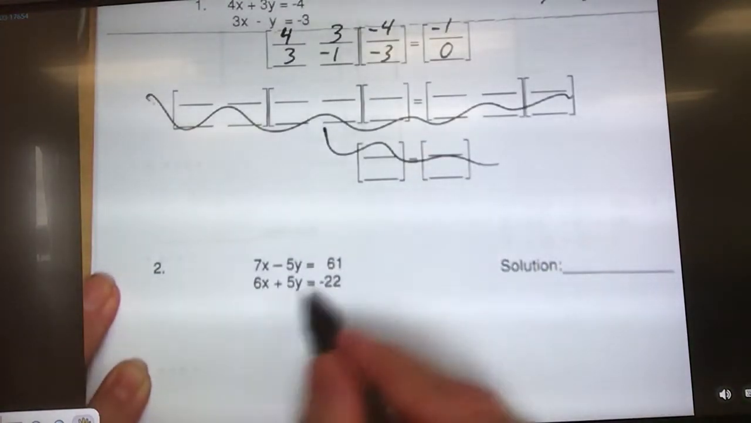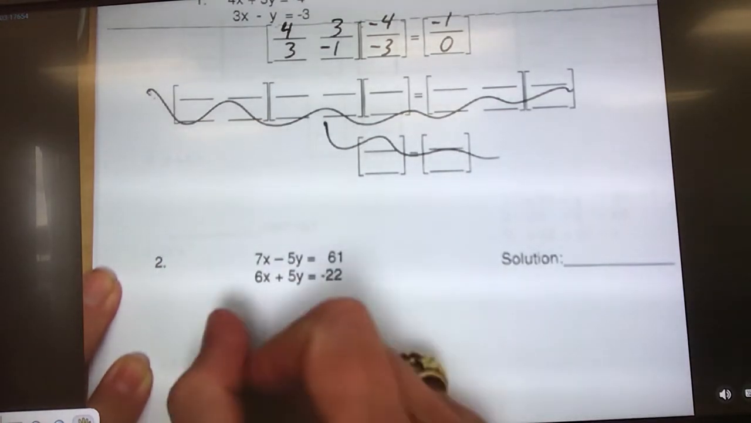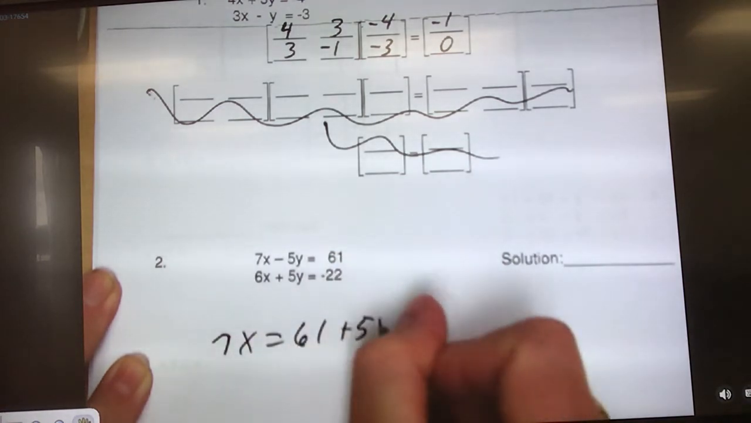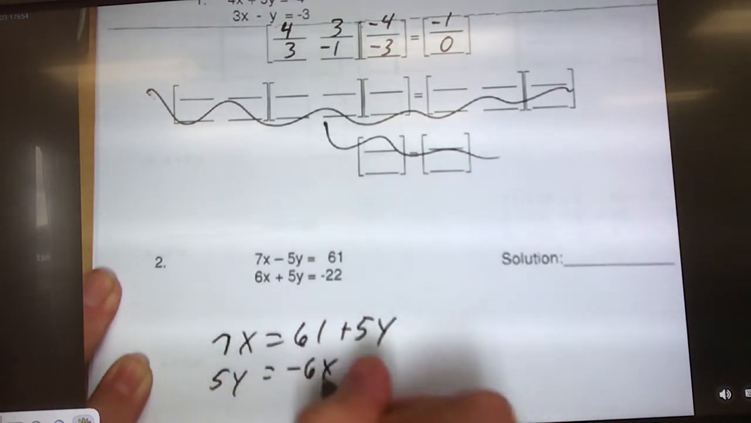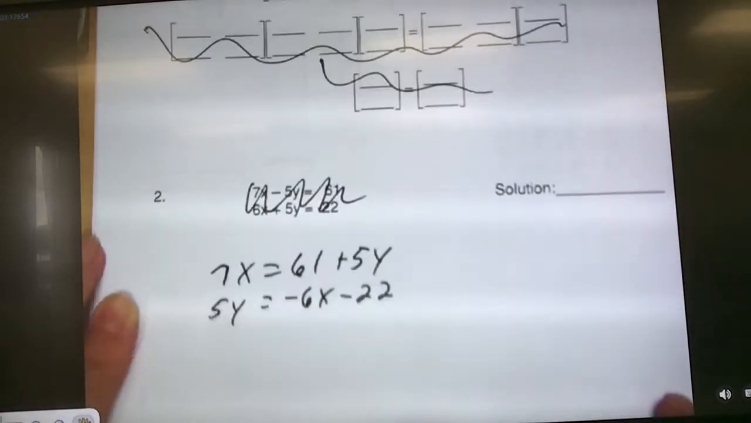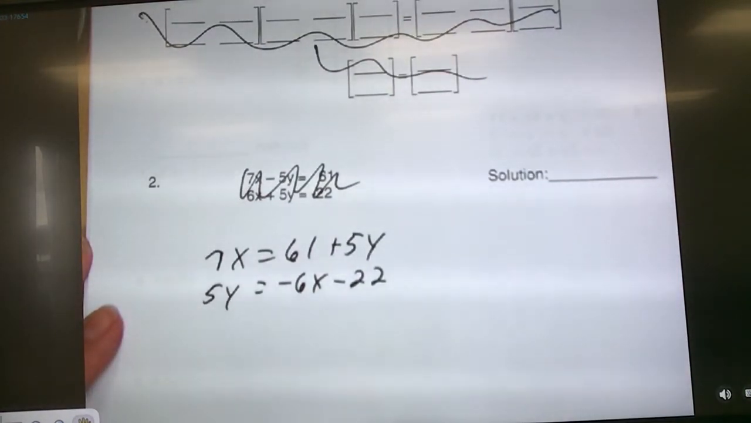And it's not always going to be pretty like this. Like on the test, this top one might read 7x equals 61 plus 5y. The bottom one could be 5y equals -6x minus 22. So it won't be all nice and pretty like that one up there. So we have to get used to seeing them and going, whoa, those are out of order. I've got to put them in ABC order.